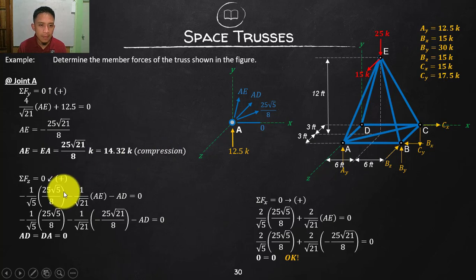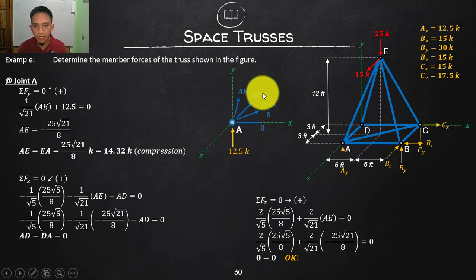Okay. And then now summate along Z. So inward is positive. What are the forces along Z? AD. This one, AD, is going away, since I assume that one to be tension, so that is negative. What else? So we have a component of your AC along your Z, and we have a component of your AE along Z. So there are two more.